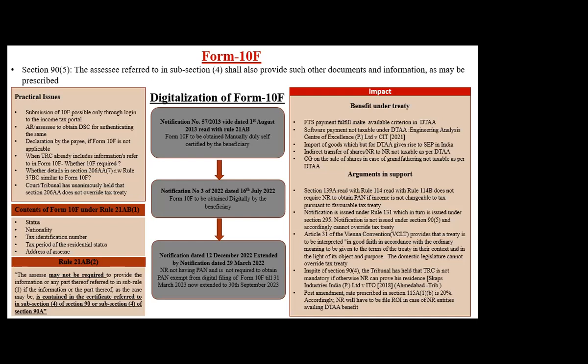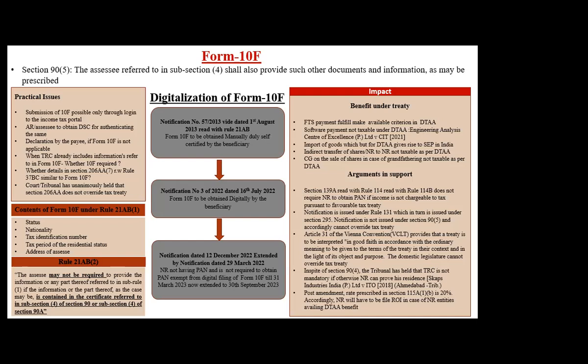So it says that if you read section 139A with rule 114B, then a non-resident is not required to obtain PAN only if the treaty is favorable. That is 139A, read with rule 114B.